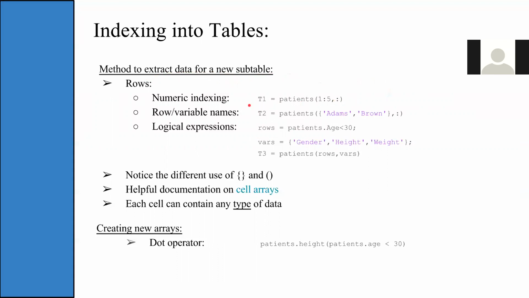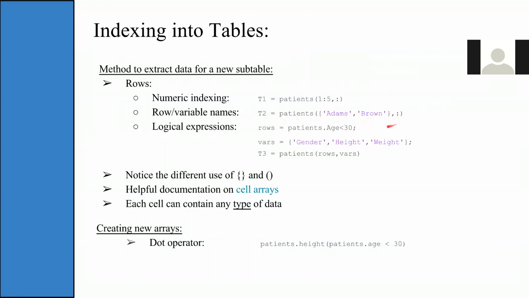An alternate method would be to use variable names. So either your column names or your row names. Again, give me all of the column data for these 2 rows. Notice the curly braces. This is a cell array. I briefly mentioned this earlier. It's one way of passing multiple strings.